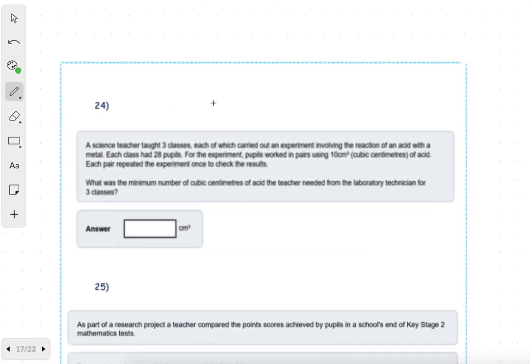Right, question 24. The maths involved in question 24 is super simple, particularly as it's in the calculator section. The common mistakes are people not reading the question carefully. You probably have to go through this in order. We've got a 3, and then we've got 28 pupils in each of those classes, so we would do that.